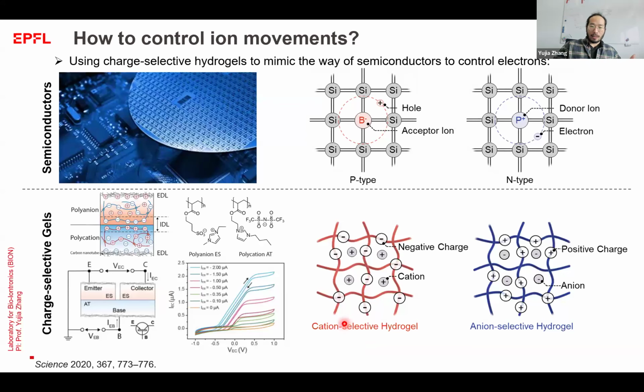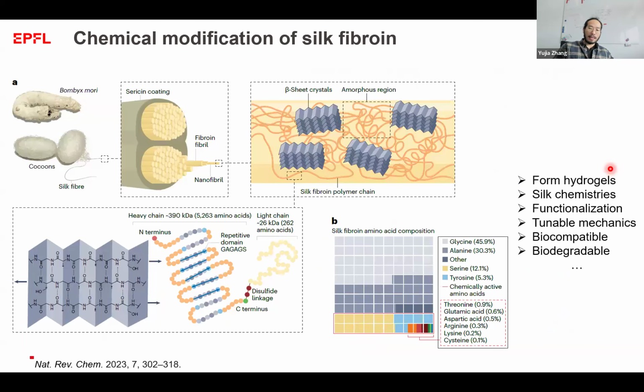If the polymer is negatively charged, basically having some, let's say, amino acid residues which are negatively charged, then the polymer hydrogel could be seen as cation selective. So only cations can pass through it, which is basically mimicking p-type semiconductors. And vice versa, anion selective hydrogels mimic the n-type semiconductors. And in this case, we use silk fibroin as the polymer to build this cation or anion selective hydrogel.